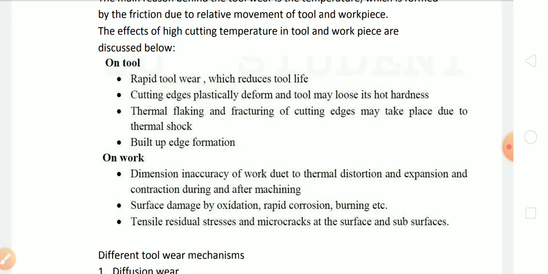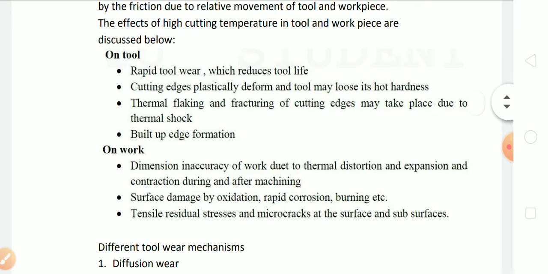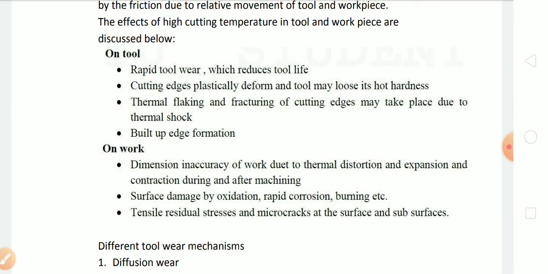Hot hardness is the property of the material which allows it to withstand a large amount of cutting forces during high temperature conditions. Okay, so that is hot hardness. And thermal flaking and fracturing. Flaking means the tool gets flaked apart. That means the layers of the tool material will go apart, and that is also called the fracturing of cutting edges. And the fourth one is built-up edge formation. You already know what a built-up edge is and how it is formed.